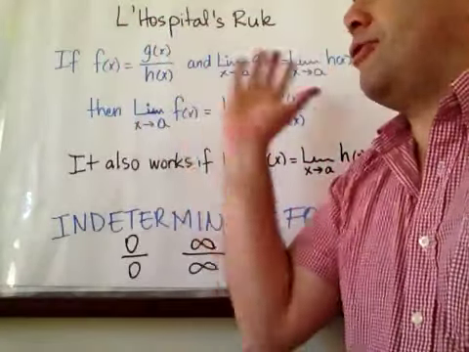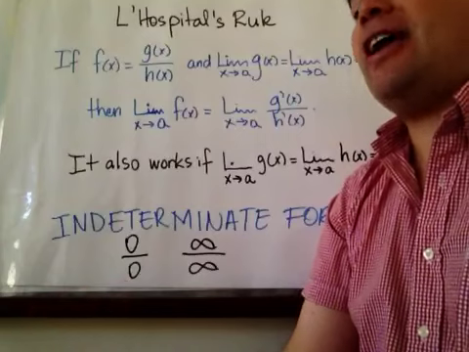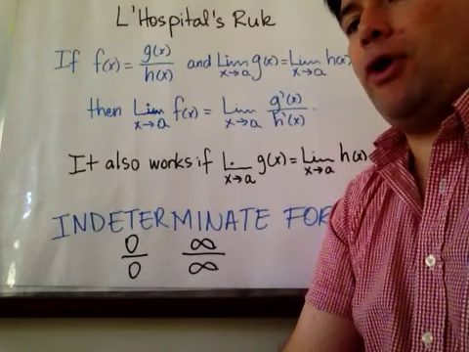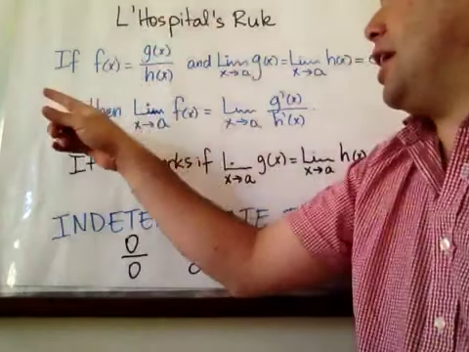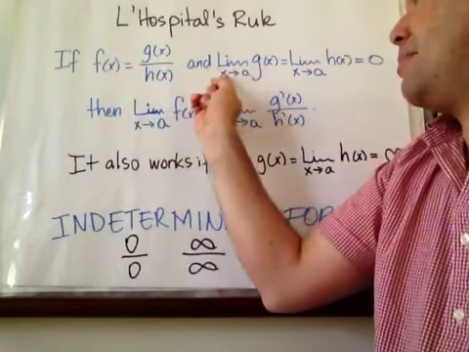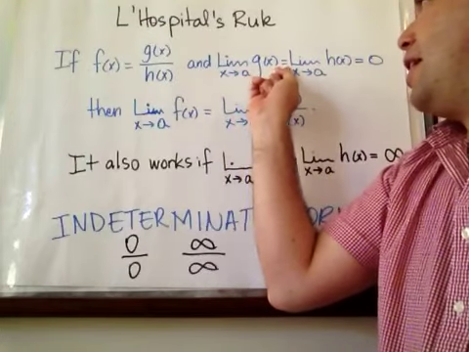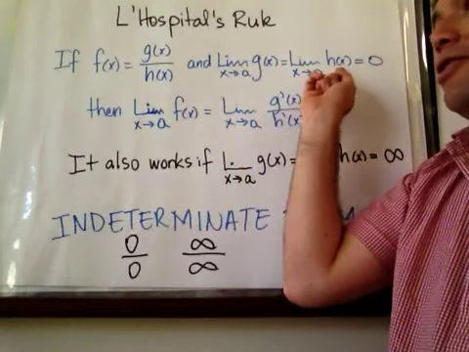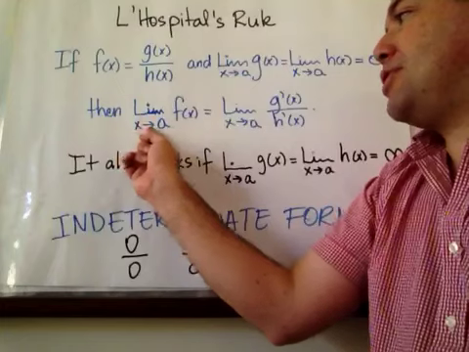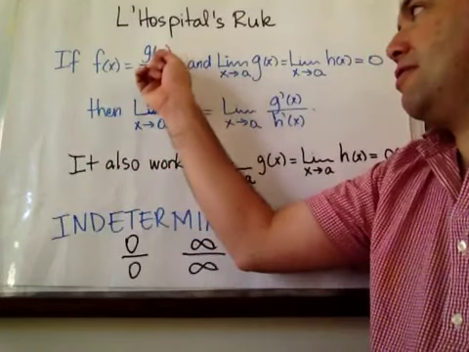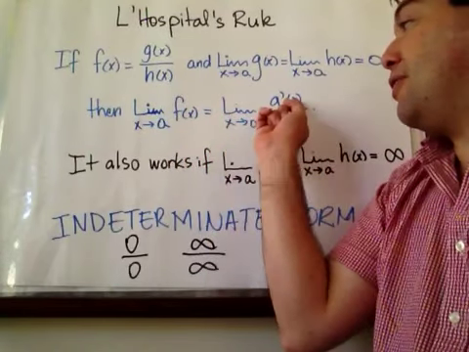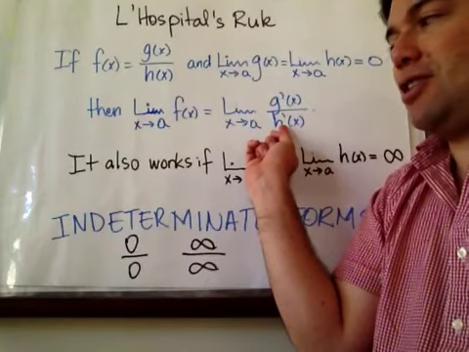L'Hopital's rule. L'Hopital's rule is used to find limits of functions that have an indeterminate form. L'Hopital's rule states, if f of x is g of x over h of x, and the limit as x approaches a of g is the same as the limit as x approaches a of h, and they're both equal to 0, in other words, if you substitute 0 over 0, then the limit as x approaches a of f of x is equal to the limit as x approaches a of the derivative of g over the derivative of h.